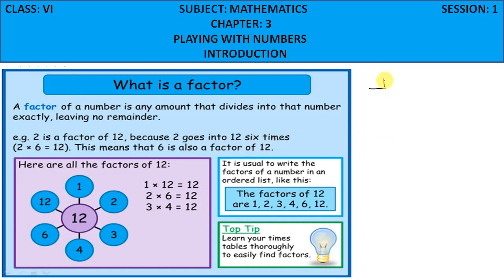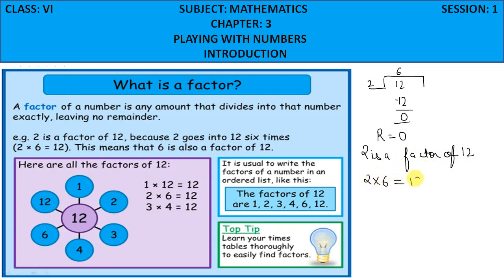See, when we divide 12 by 2, 2 sixes are 12. Let's subtract what we are getting. We are getting the remainder 0. That means 2 is a factor of 12. And we say that 2 into 6 is equal to 12.